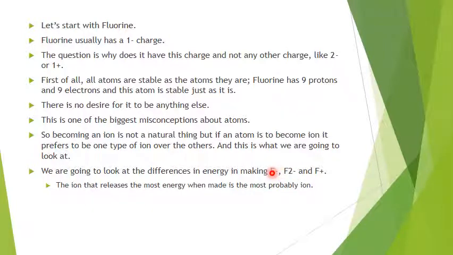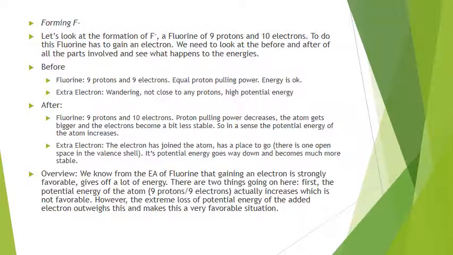So what we're going to do is compare F minus, F2 minus, so this is F and it's gained 2 electrons, and fluorine plus, which means that it's lost an electron. And we're going to look at which one of these releases the most amount of energy. And that will determine which one is the most stable. Okay, so we're going to talk about forming F minus, an atom with 9 protons and 10 electrons.